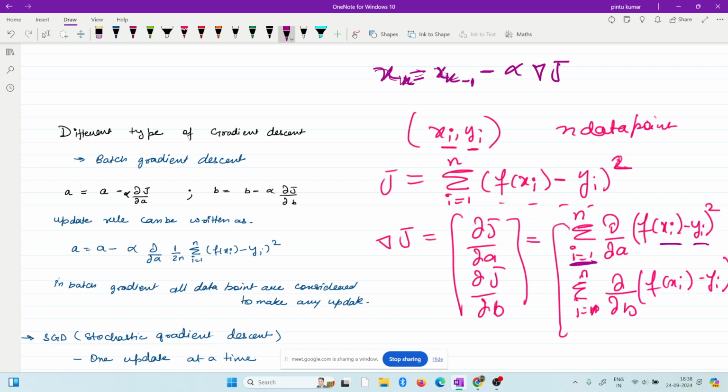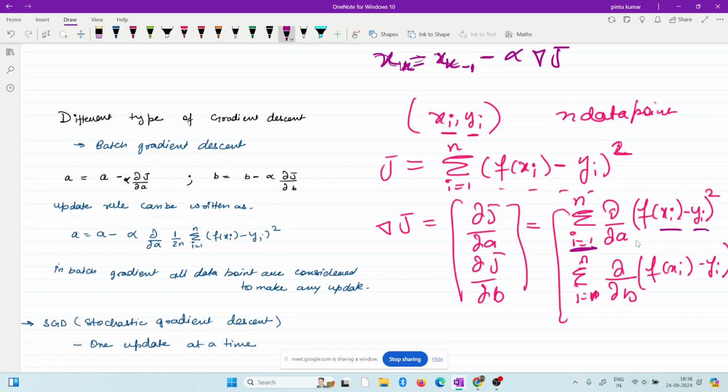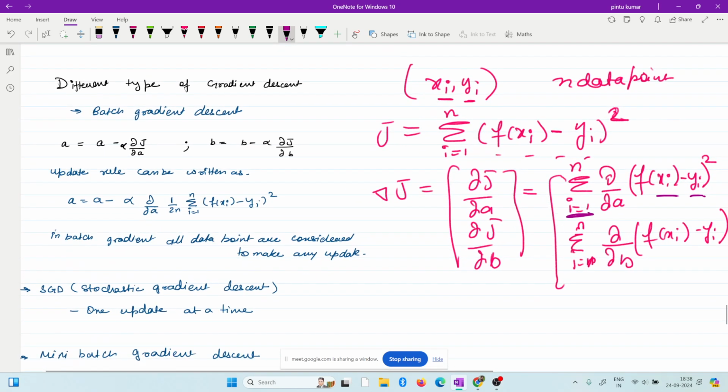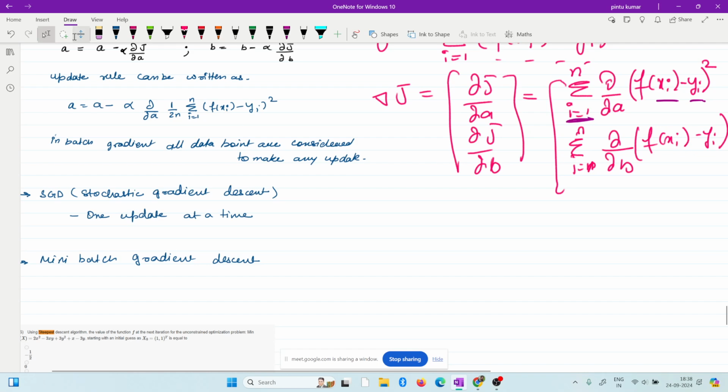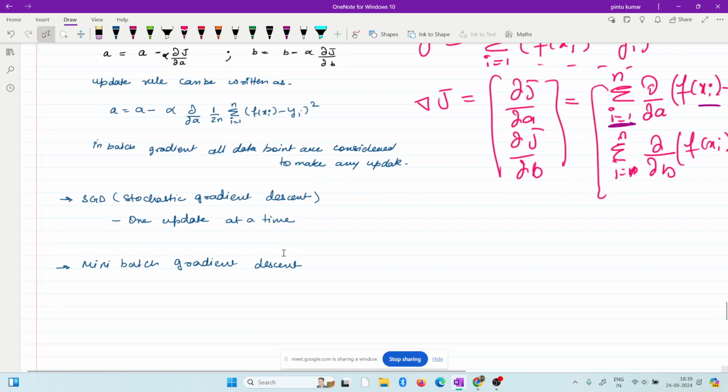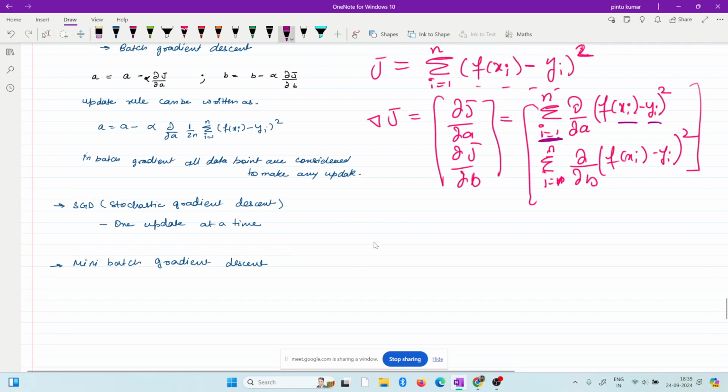Okay. So what people have suggested is, why don't you look at a smaller set rather than looking at all the points? So what people have proposed is, rather than looking at the complete data set, why don't you divide your data set, let's say, in 10 parts? Let's say you divided your data points.